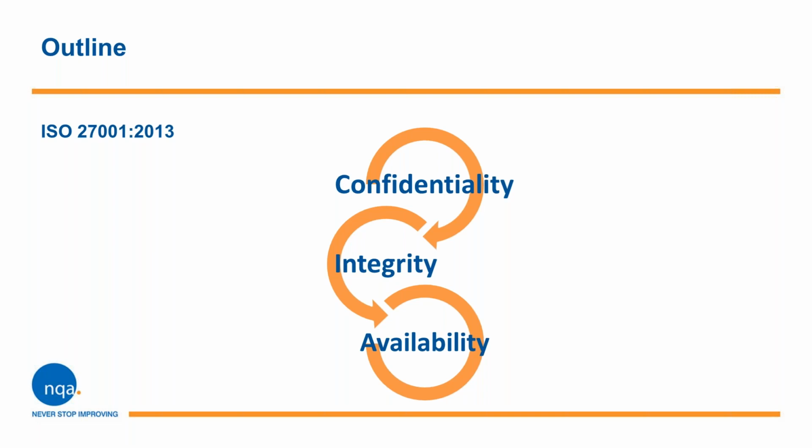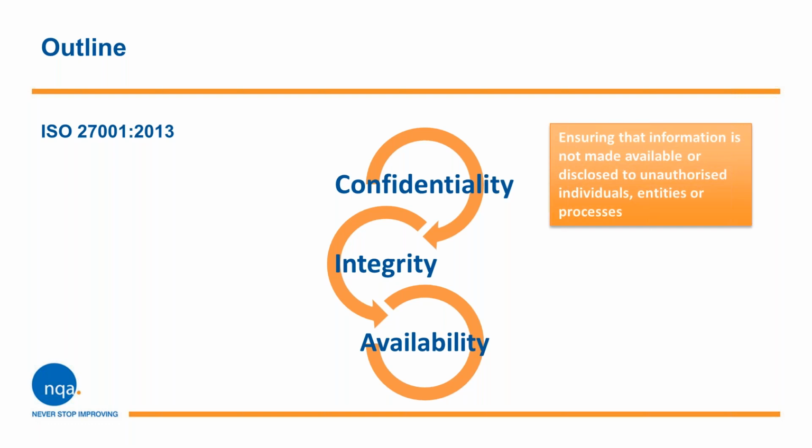Now, if we look at the three topics there: confidentiality, integrity, and availability. A common example of confidentiality would be an online transaction conducted over secure methods, such as the use of encryption, whereby information is protected via HTTPS or passwords or something like that. Or, as it says there, ensuring that information is not made available or disclosed to unauthorized individuals, entities, or processes.